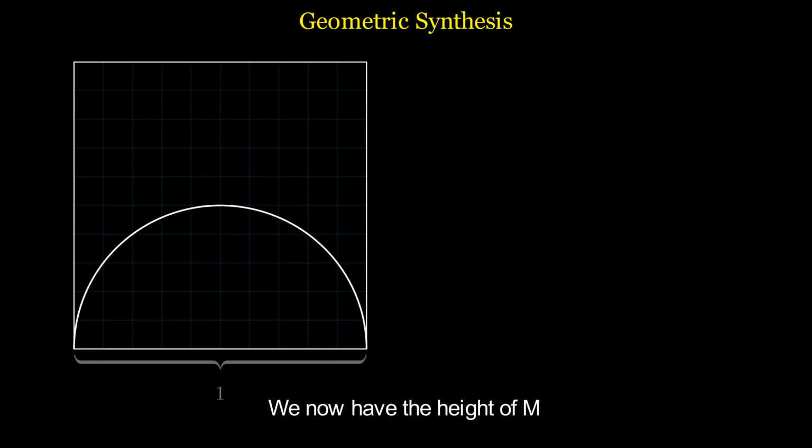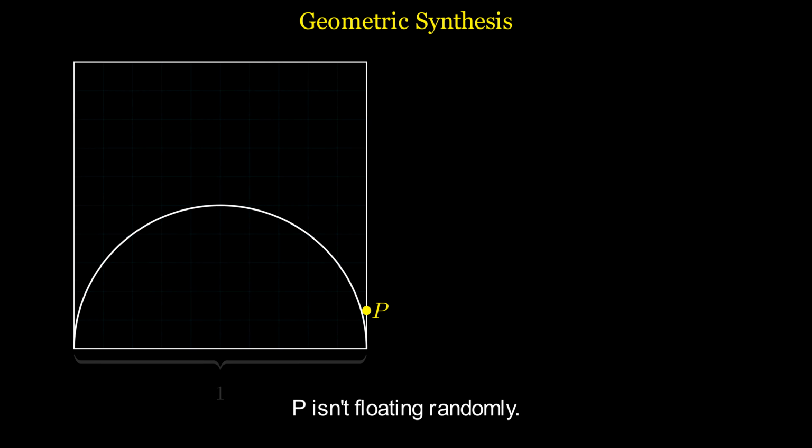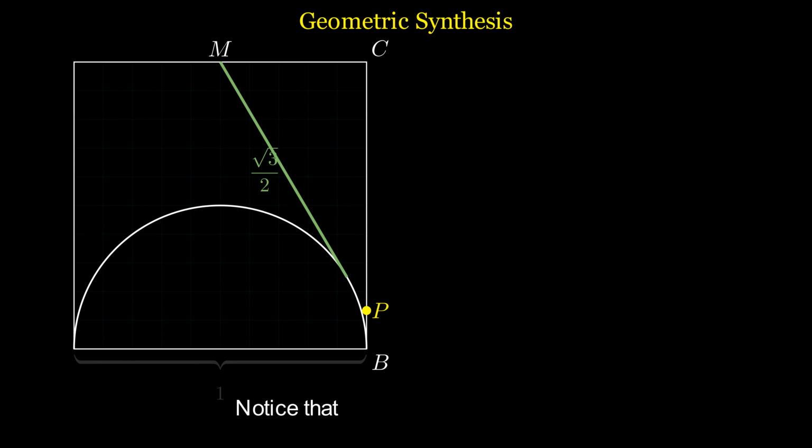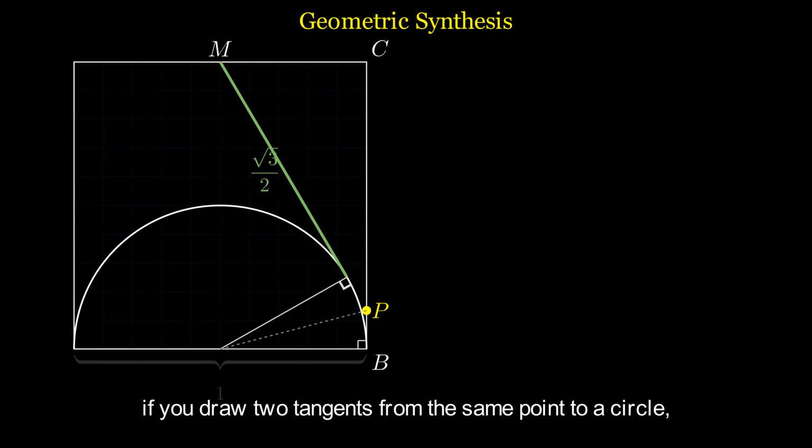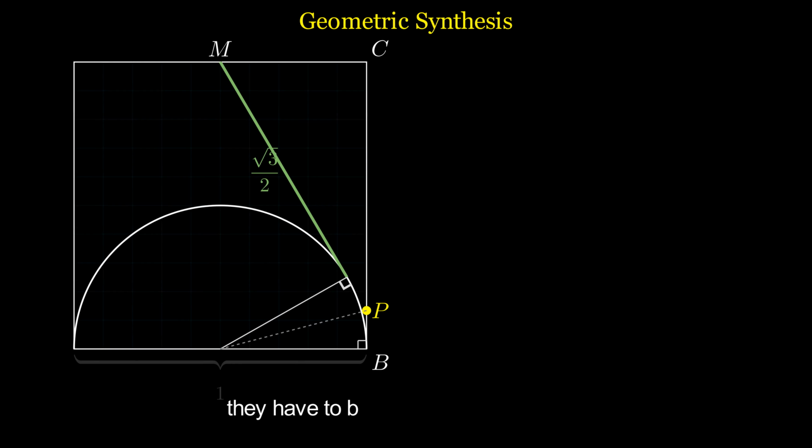We now have the height of M, but P is still a mystery. Let's look at where it sits. P isn't floating randomly. It's locked in place by 2 specific tangents. Notice that P is the connecting point for 2 different tangents. In math, intersections like this are huge clues. Euclid proved this a long time ago. If you draw 2 tangents from the same point to a circle, they have to be the exact same length.